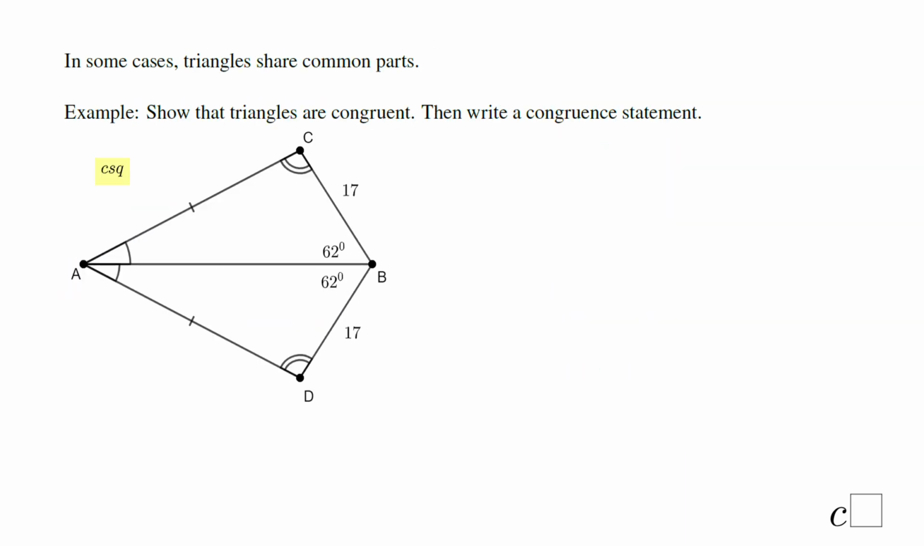In some cases, triangles share common parts, like in this case you see here. Can we write a congruent statement about these 2 triangles? So you may want to split them aside, or you can keep them like that. Let's see what we get. We notice these 2 sides are congruent. They are marked the same. So we have AC congruent with AD.